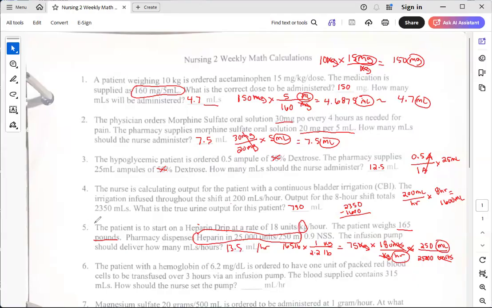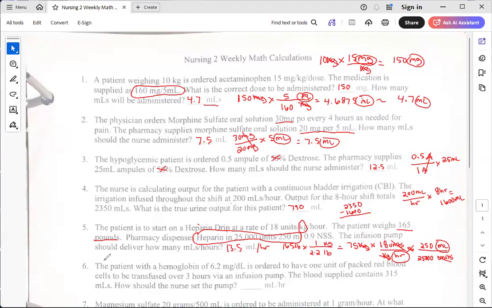Question 5 is actually called a standard weight-based heparin protocol. So you might see this a couple times, depending on how many times you have to take this particular math dosage test. All right.